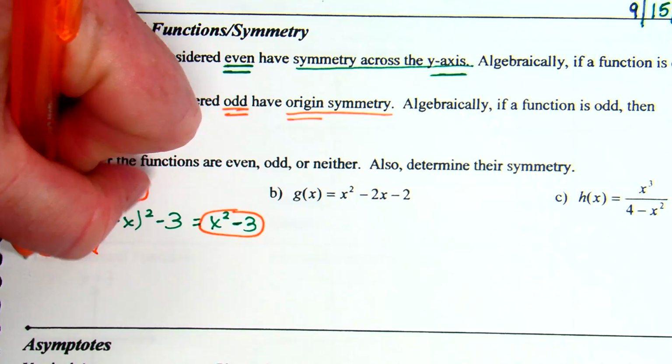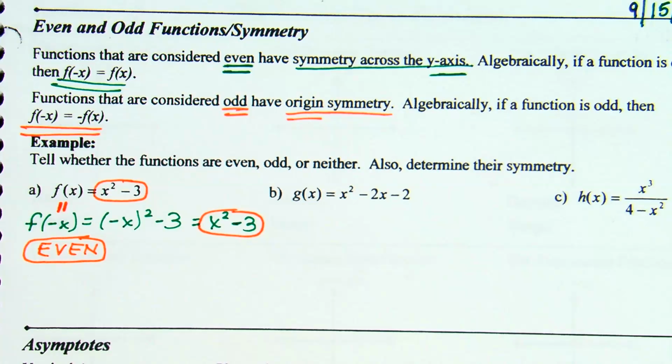Okay, it's even. Now, you can stop there. Once you know that f of x and f of negative x are the same, you can stop. You don't have to keep going algebraically. What do you expect to see happen on the graph then? Okay, according to our directions, if it's even, it's symmetric across the y-axis.